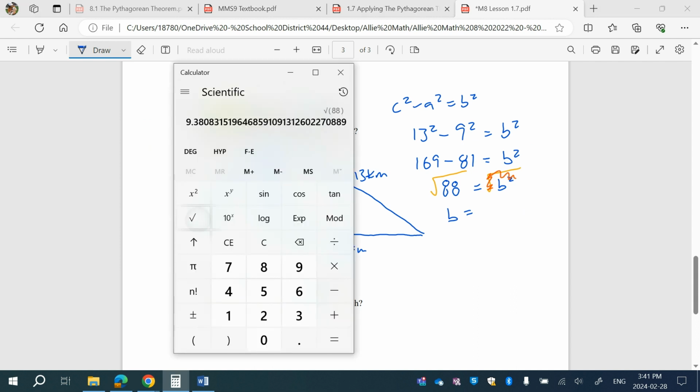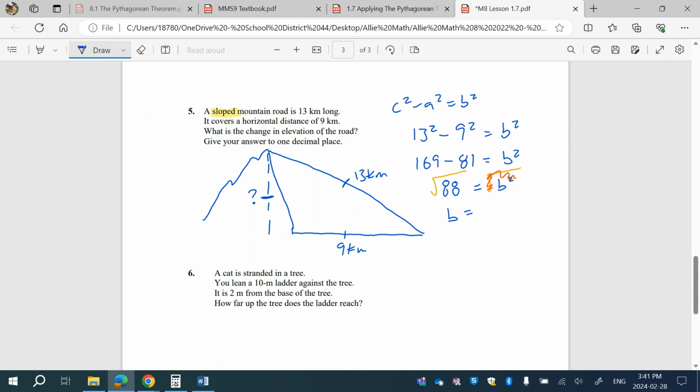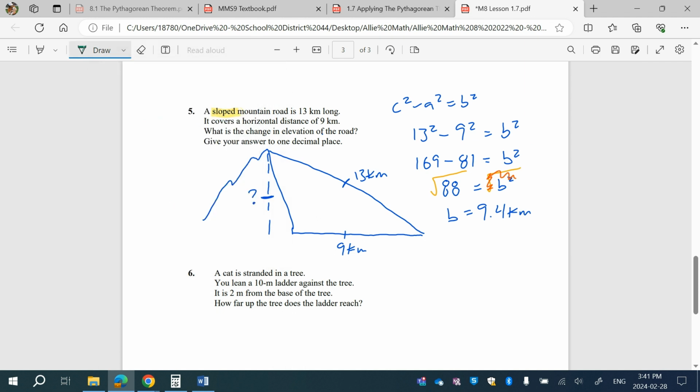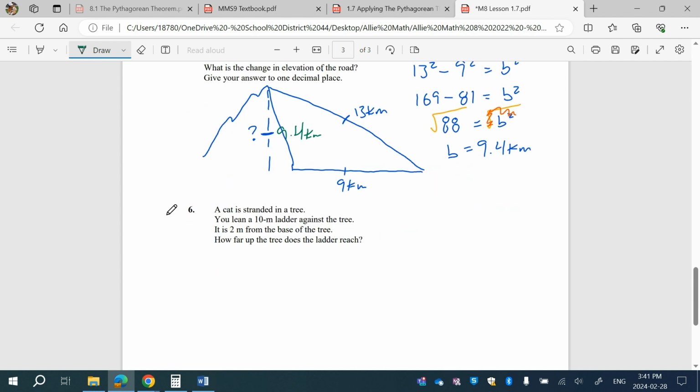So square root, I'm going to round it up, 9.4. 9.4, and it's kilometers, km. Last step, does that make sense? Yeah, I would say that it does. It's shorter than our hypotenuse. Seems like it would make sense. So I think that's a pretty good answer. Let's do our last one.